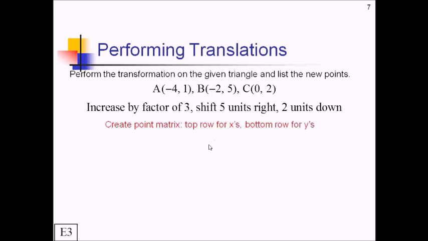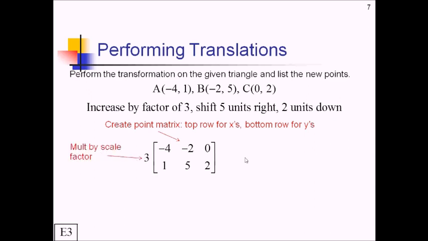So we can start by creating a point matrix, and I'm just going to make the top rows x's and the bottom rows will be our y values. So in the top row, we've got -4, -2, and 0. In the bottom row, we have the y values 1, 5, and 2. Next, we're going to multiply that by 3, so stick a scalar value of 3 out in front.